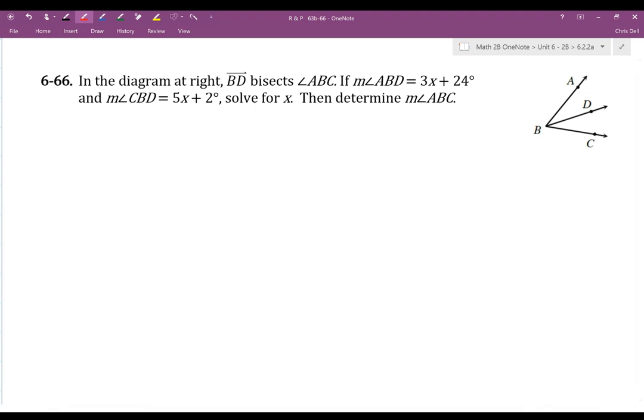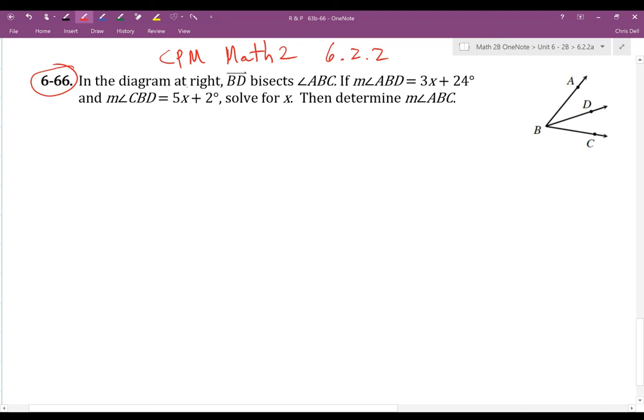We are looking at a problem where we've got some angle measurements that we are given some information about, and then from those we'll be able to find a variable that is represented using an expression for those angles. This problem is taken from CPM, a Math 2 curriculum, section 6.2.2, specifically number 6-66.